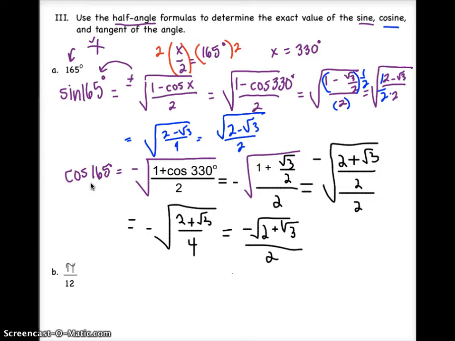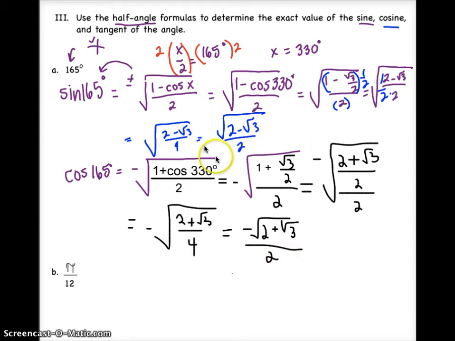Okay, let's check the cosine of 165. We chose the negative because the half angle 165 is in quadrant 2, and in quadrant 2 cosine is negative. And then we expand 1 plus the cosine of angle x, which is 330 degrees divided by 2. We know the cosine of 330 is positive root 3 over 2. When we find a common denominator and add 1 plus root 3 over 2, it gives us this sum. When we divide by 2, we keep it, switch it, flip it, or multiply by the reciprocal. That gives us a denominator of 4, and the square root of 4 is 2.